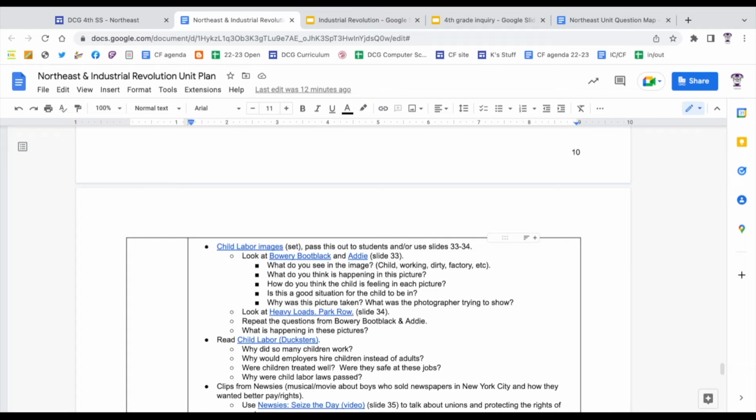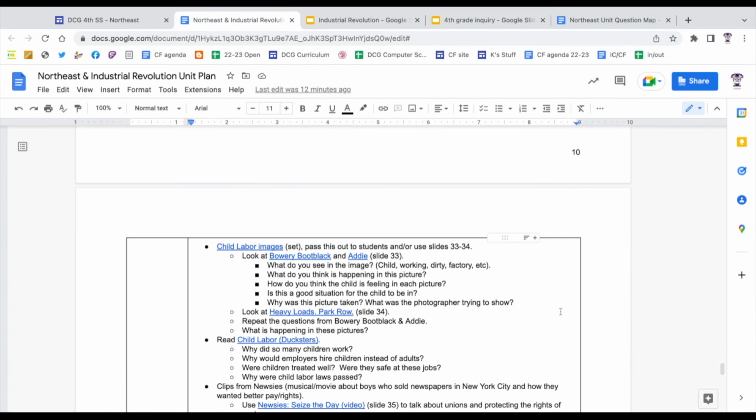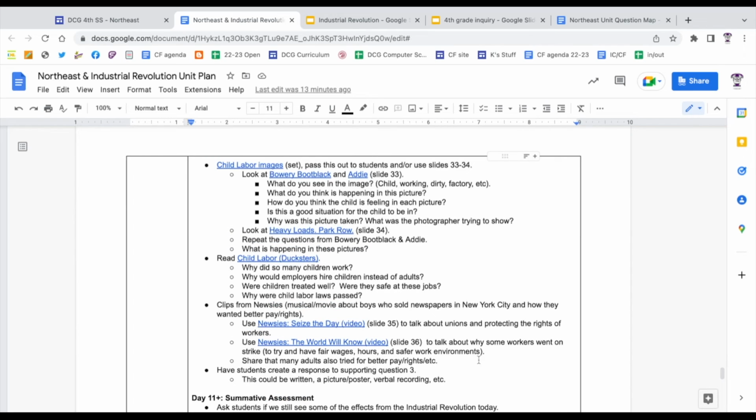And of course, we're going to spend time looking at this picture of Addie here, which is probably the most well-known one that goes along with the Industrial Revolution and child labor laws. Students would spend time exploring the different resources. There's also some video clips from Newsies you could watch a little bit of so that students can continue with conversations about what life was like for children working, particularly in New York City, but in the Northeast in general.